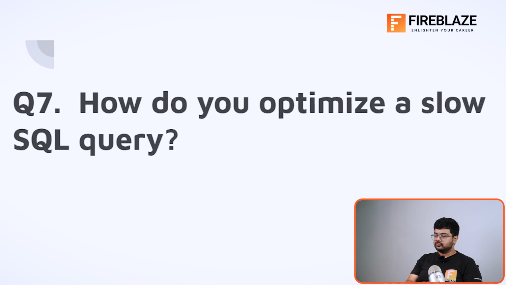Now moving on to the next question, how do you optimize a slow SQL query? Okay, so to optimize a slow SQL query, there are a few steps that we need to take. First is we need to check if we have selected everything from a table. Whenever we tend to select everything from a table, it tends to slow down the queries. Instead, what we should do is select all the relevant columns from a table.